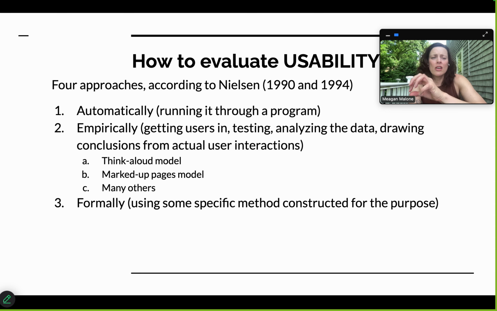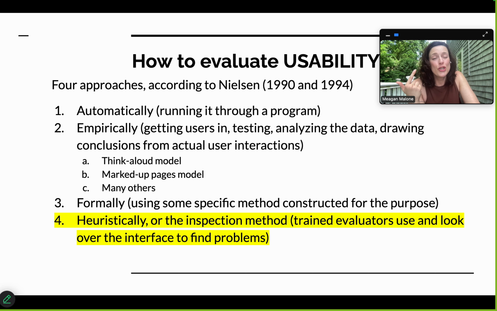But then there's another version, which he hand waves, but it's called formally. This means that you have a very specific kind of test that you want to run, and it's not through a computer program, but it's a specific kind of analytic model that you set up to do it. But the easiest one, in my opinion, and one that Nielsen really advocates for because it's cheap and it catches a lot of the big stuff, is called heuristic, or the inspection method.